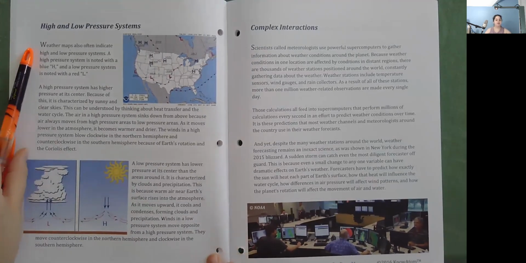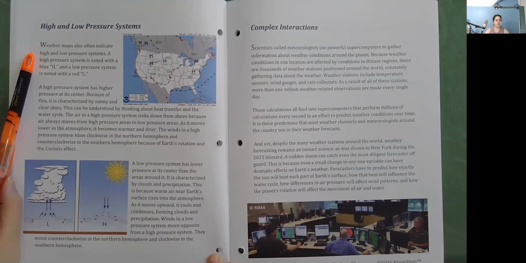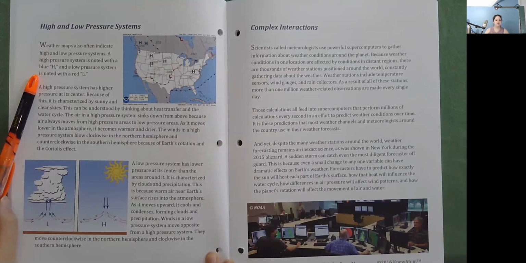High and low pressure systems. Weather maps also often indicate high and low pressure systems. A high pressure system is noted with a blue H, and a low pressure system is noted with a red L.